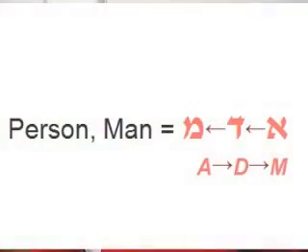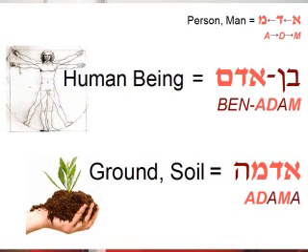The first example will be the root Adam, A, D, and M. You probably know this root from the name of the first man alive, Adam, according to the Bible, of course. The word in Hebrew, Ben Adam, means a human being. It literally means son of Adam, like all human beings. The word Adama means earth or soil, the substance from which all human beings came and that they all in time will return to.